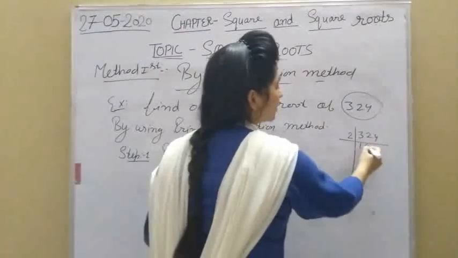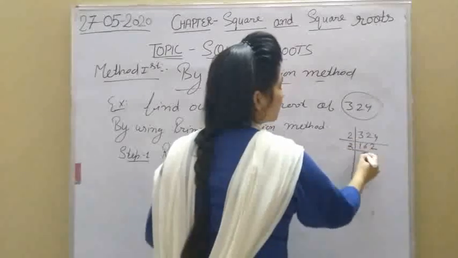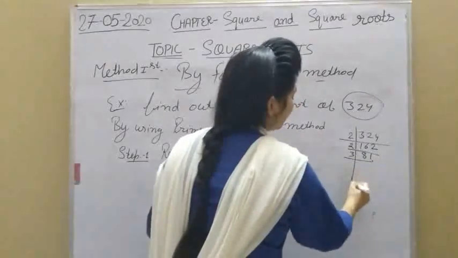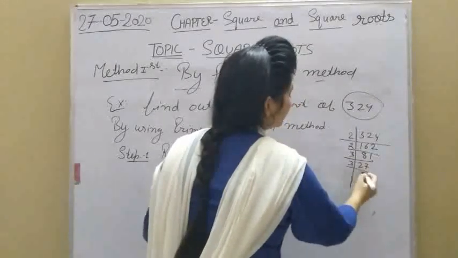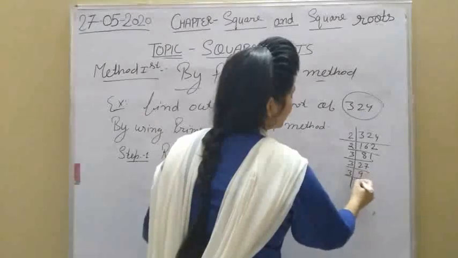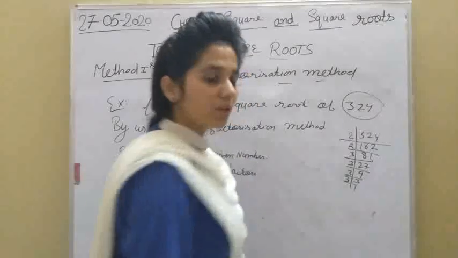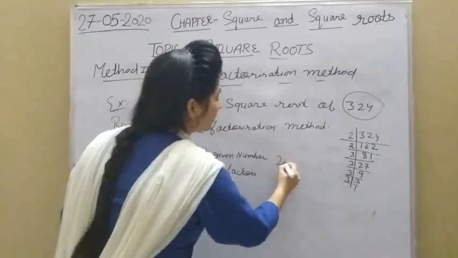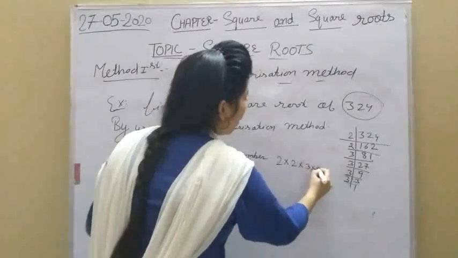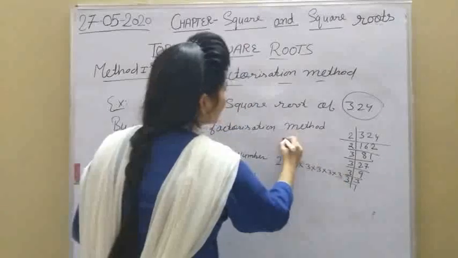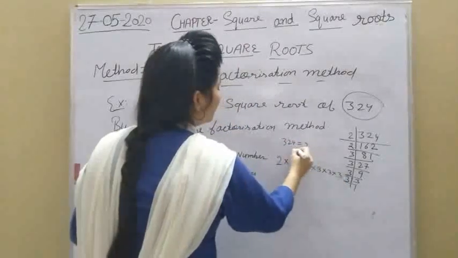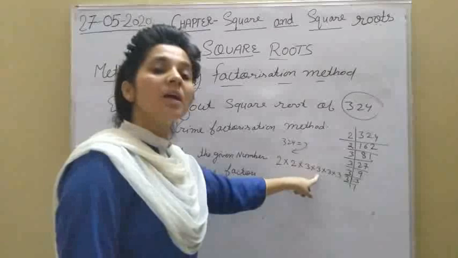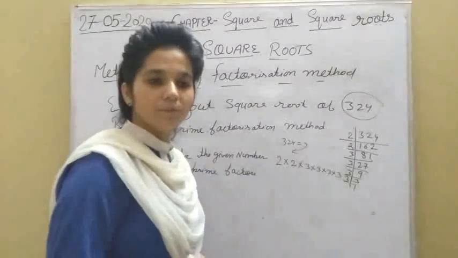2 1s are 2, 2 6s are 12, 2 2s are 4. 2 8s are 16, 2 1s are 2. 81 will be divisible by 3. 9 will be divisible by 3 and 3 will be divisible by 3. So all the prime factors of 324 will be equals to 2 multiply 2 multiply 3 multiply 3 multiply 3 multiply 3.